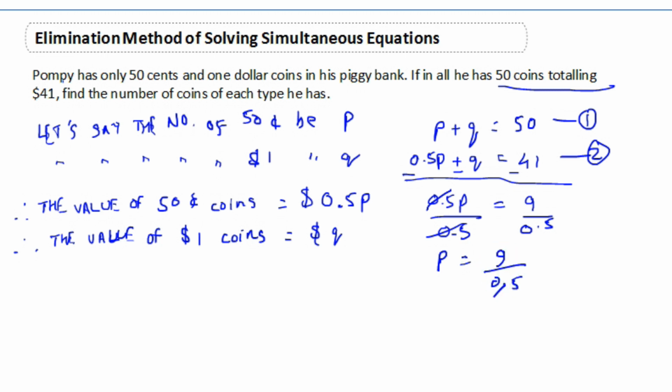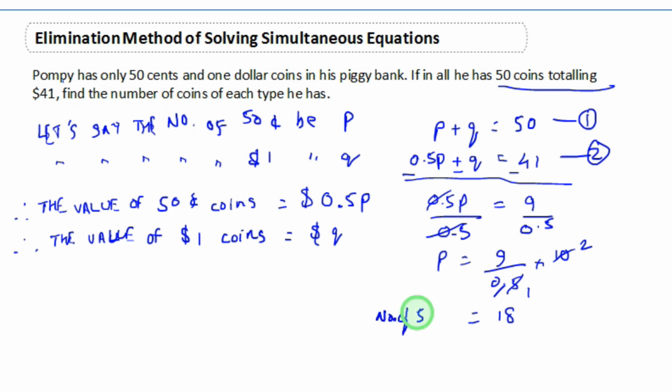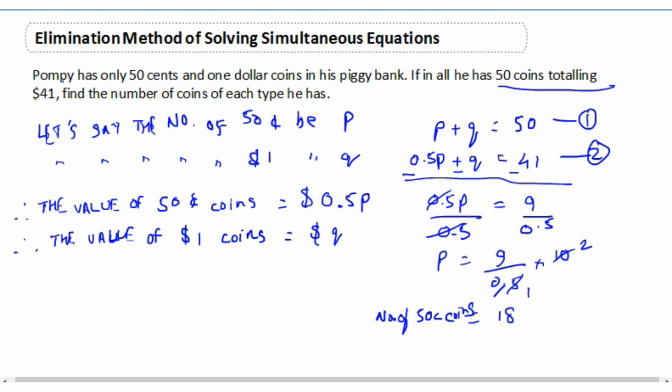I can get rid of the decimal by multiplying by 10. It's basically because 0.5 is 5 by 10, so the 10 goes on top, and then 5 goes into 10 two times, so I get the value of p as 18. So that is one solution. So I say number of 50-cent coins is equal to 18.